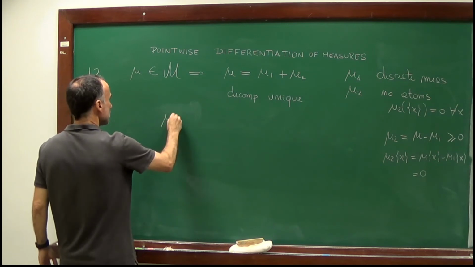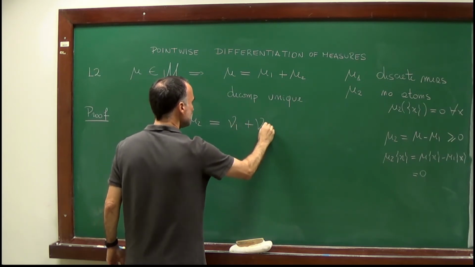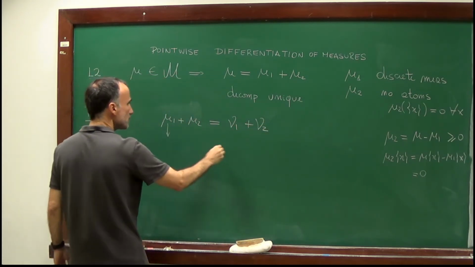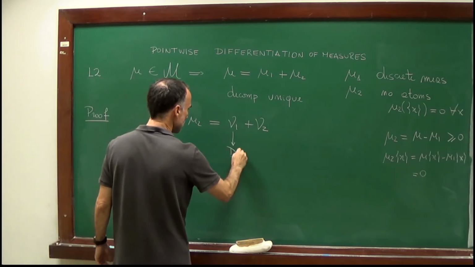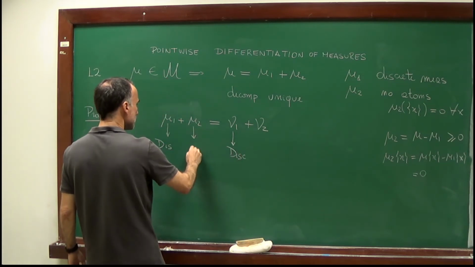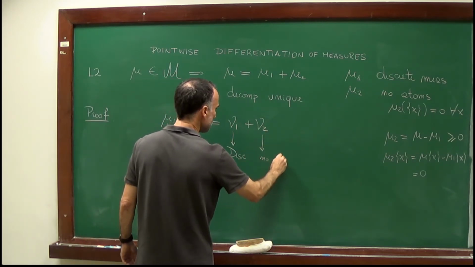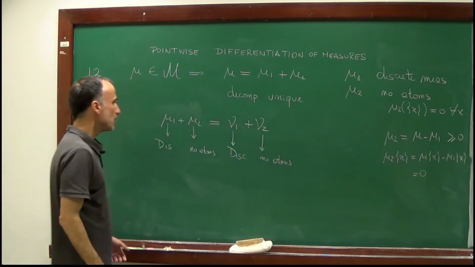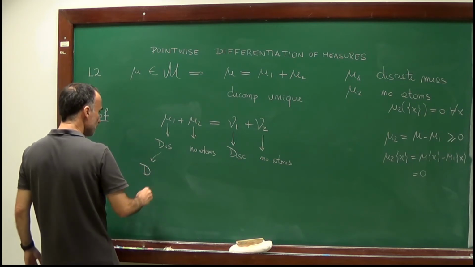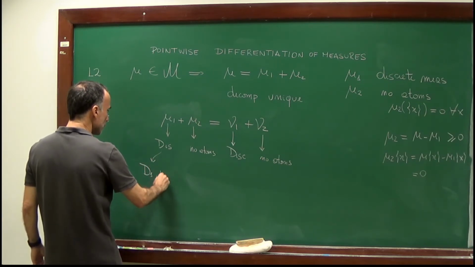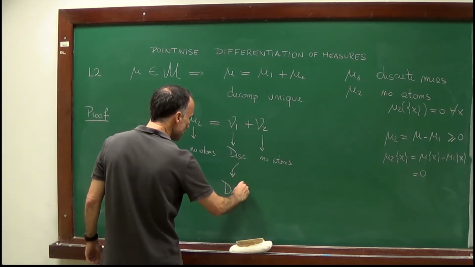So to prove uniqueness, let's write mu1 plus mu2 equal to nu1 plus nu2. Here I'm assuming that mu1 and nu1 are discrete, while mu2 has no atoms, and nu2 has no atoms. Well, since mu1 is discrete, it's associated to a countable set D1 with weights P1. And nu1 is also associated to a countable set D2 with weights P2.